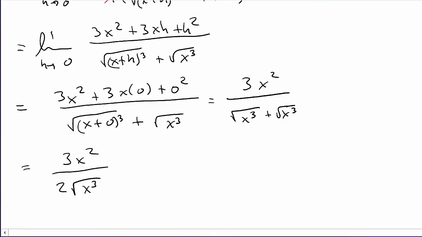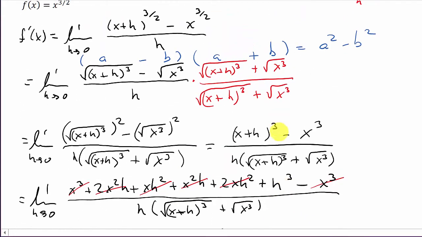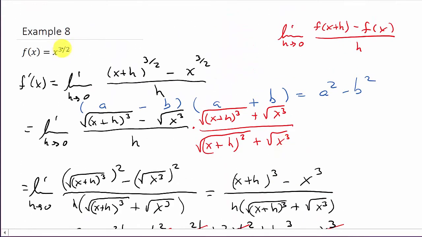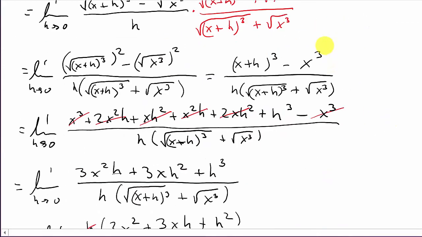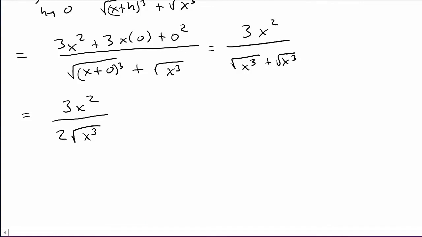If you know the power rule already, then you would know that the derivative is 3/2 x to the 1/2. Bring the 3/2 down, then subtract 1 from the exponent, and you get this. When you look at this answer down here, it looks nothing like that. Well, let me show you.